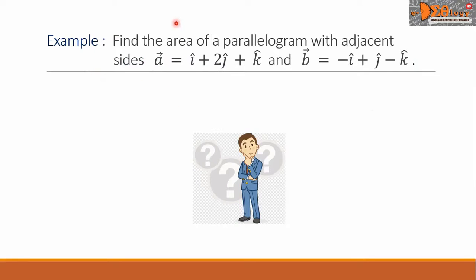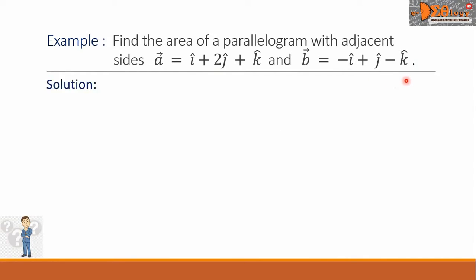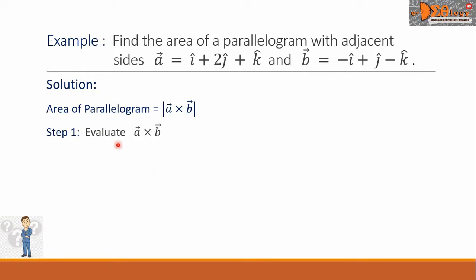Example: find the area of a parallelogram with adjacent sides vector A equals i plus 2j plus k, and vector B equals negative i plus j minus k. Let us write our formula for the area of a parallelogram, and it's here now. So for step 1, let us first evaluate vector A cross vector B.